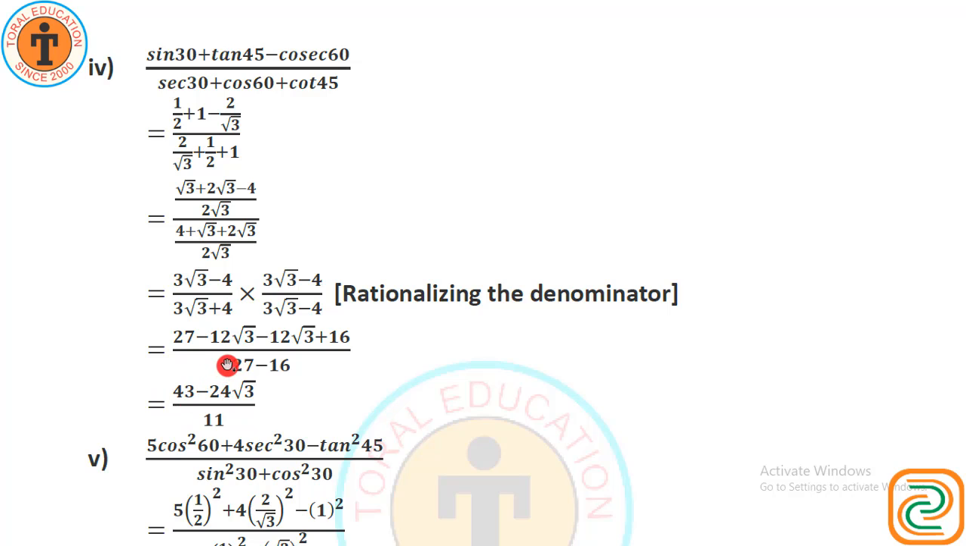When do we rationalize the denominator? When there is a square root in the denominator, we rationalize it. But here it is not a square root, so I have not rationalized the denominator.